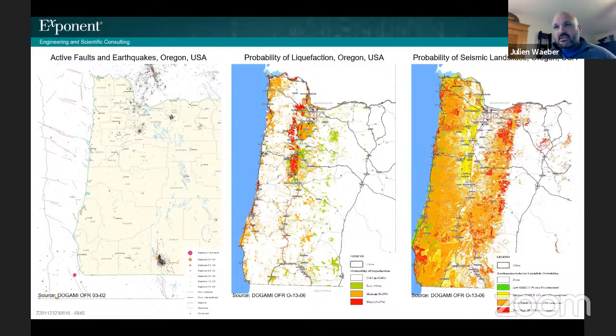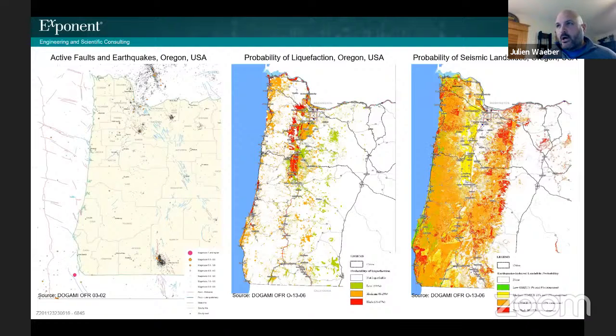On the left here, you can see a historic map of earthquakes, which dates quite far back, of the state of Oregon, and an active fault map. And what you see on the left of that map is the Cascadia subduction zone. Throughout the state are distributed a number of active faults. And you see a few hotspots with earthquakes, and those are related to volcanoes. But as you can imagine, there's a number of related hazards in relation to seismicity, not just fault rupture or movement along faults.